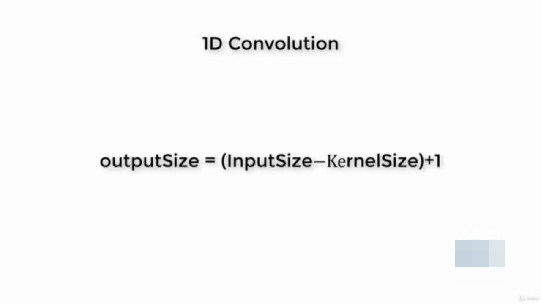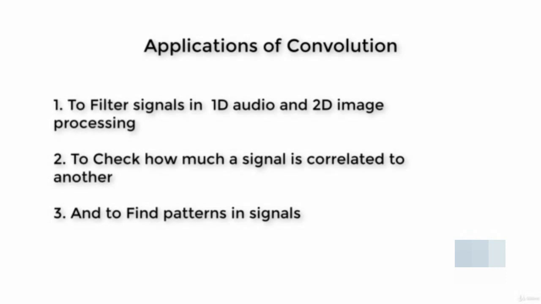Now let's discuss 1D convolution. In the case of 1D convolution, the output size is calculated with this formula, where output size is equal to input size minus kernel size plus 1. Now let's take a look at the application of convolution. People generally use convolution on signal processing for the following use cases: to filter the signals in 1D audio and 2D image processing, to check how much the signal is correlated to another, and to find patterns in the signals.